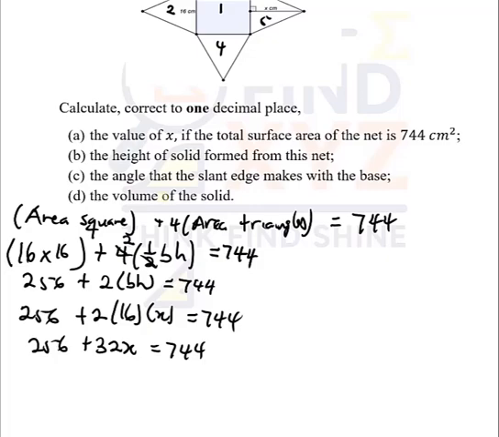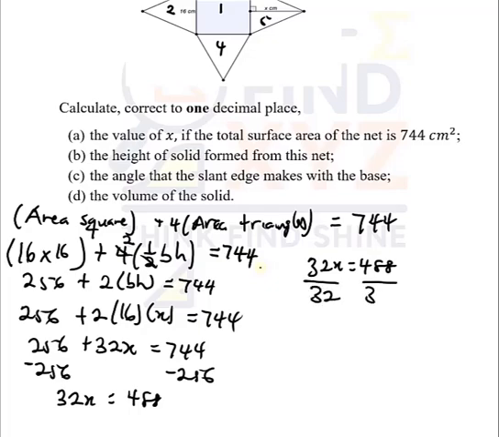Then I'll repeat 256. Since I'm looking for x, which represents the slant height or the height of the triangle, I will subtract 256 from both sides. 256 minus 256 will go to 0. So I'm left with 32x is equal to 744 minus 256. That will leave us with 488. Then I have 32x is equal to 488. Since I'm looking for x, not 32x, I'll divide both sides by 32. What is 488 divided by 32? That will give us 15.25.